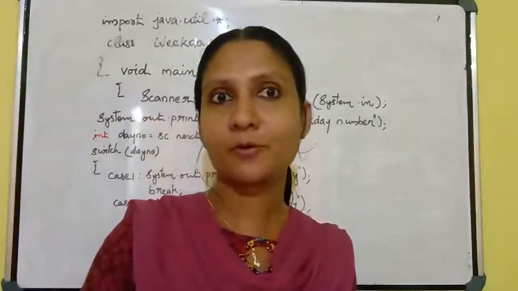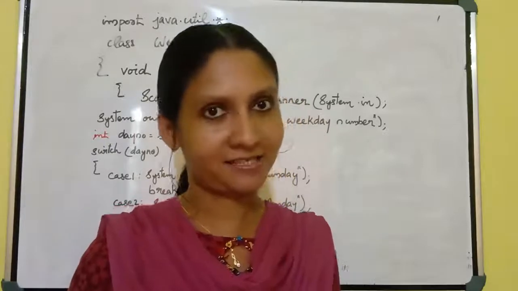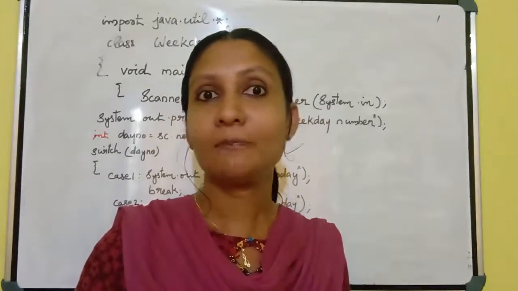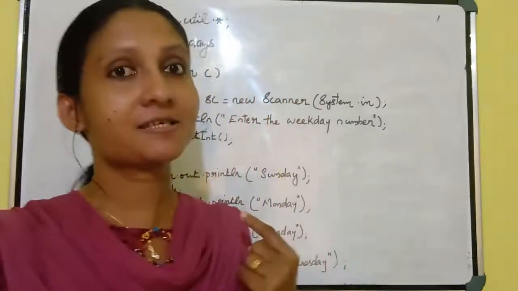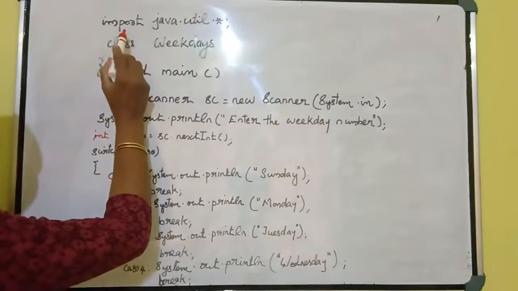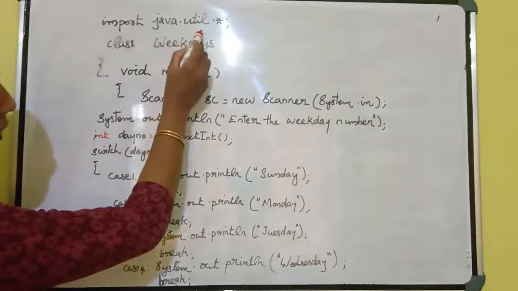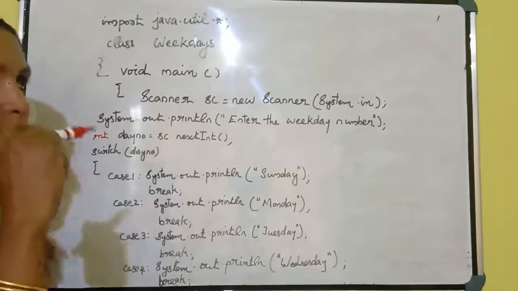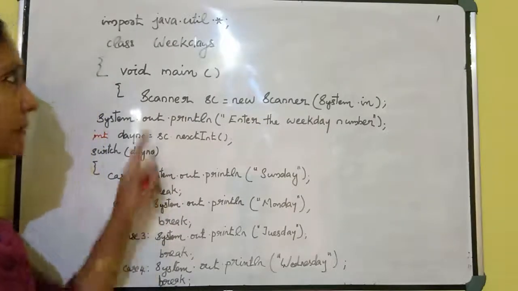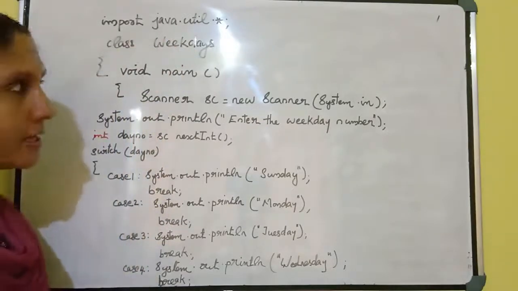This is the first program we are doing with the Scanner class. Do you know how to do a Scanner class program? First you have to import the package. Which package? The util package. Shall we start? Okay, listen here. Import java.util.*. For the input stream reader class, we used the IO package, but here we are using this util package.